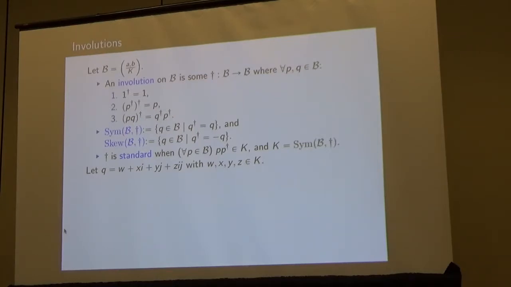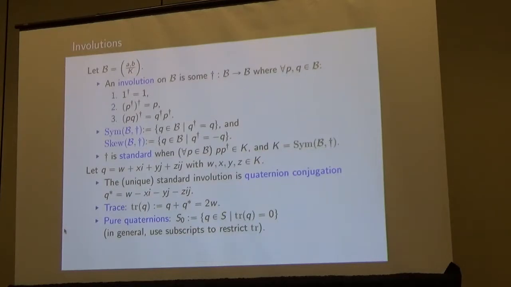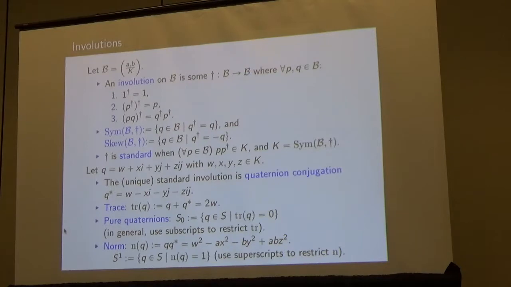Okay? So, let's take some arbitrary Quaternion Q written like so. The standard involution is unique in this case, and it is the Quaternion conjugation, where you negate the imaginary part. We also define the trace, which is the Quaternion plus the involution of the Quaternion, which is just twice the scalar part. This actually agrees with the matrix trace under any matrix representation. And we define the norm as the Quaternion times the involution of that Quaternion. That agrees with the determinant under any matrix representation.